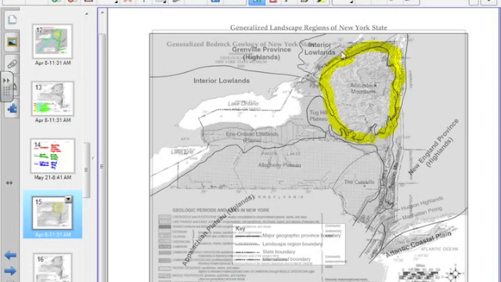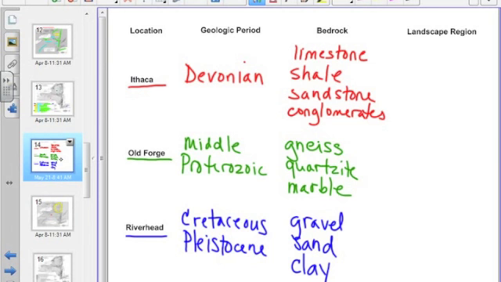Ithaca, which was at the tip of the Finger Lake, right here. Now we can see, that's squarely in the Allegheny Plateau. And it makes sense, because the plateau regions must have sedimentary rock, and that matches all of what we would expect, Allegheny Plateau.